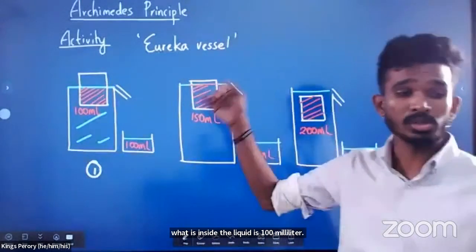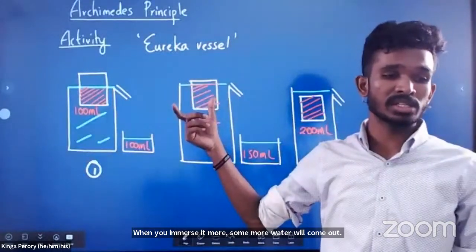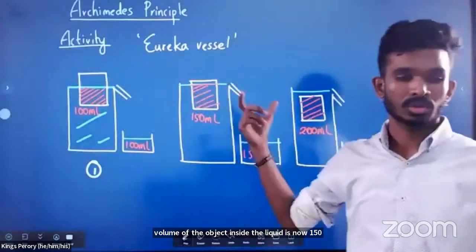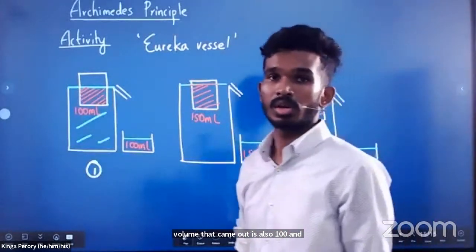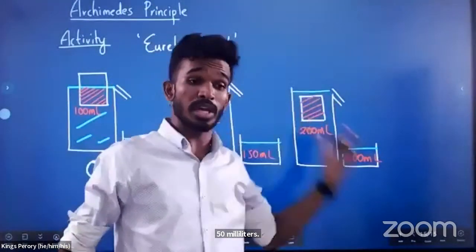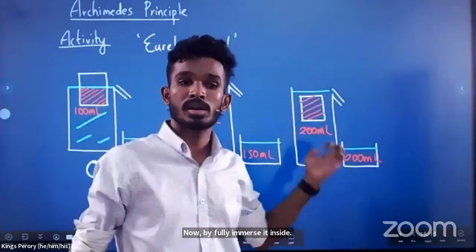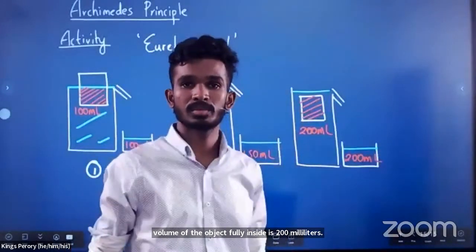When you immerse it more, some more water will come out. Volume of the object inside the liquid is now 150 milliliter. Volume that came out is also 150 milliliter. Now I fully immerse it inside. Volume of the object fully inside is 200 milliliter. Then volume of the liquid that comes out is also 200 milliliter.